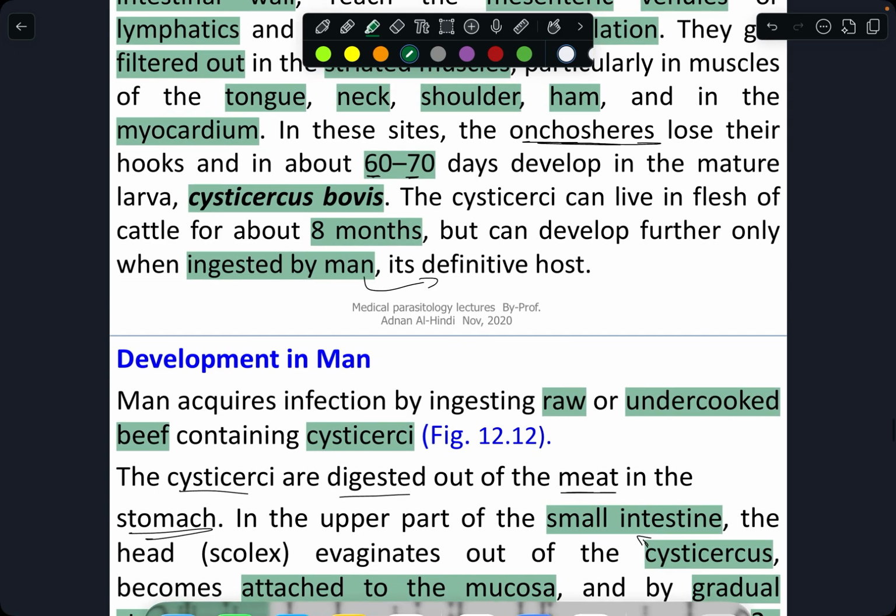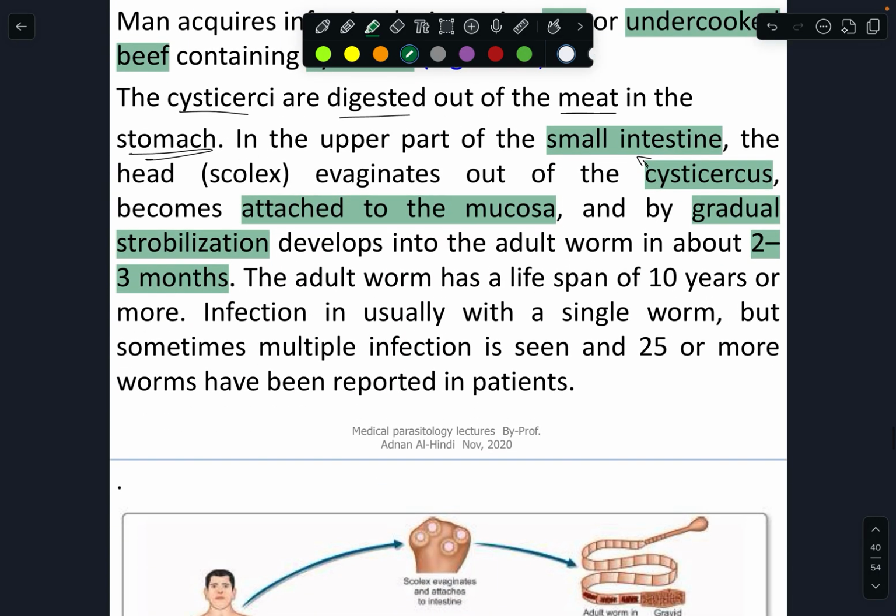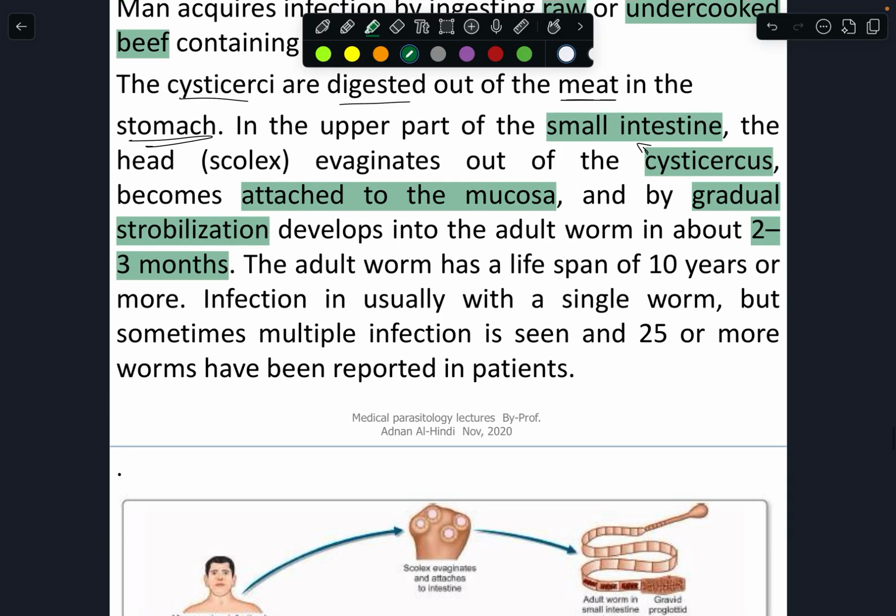It can stay 8 months as a Cysticercus bovis in its larval stage, and it takes about 2 to 3 months to develop into a fully adult worm. Holy what? The adult worm has a lifespan of 10 years or more.